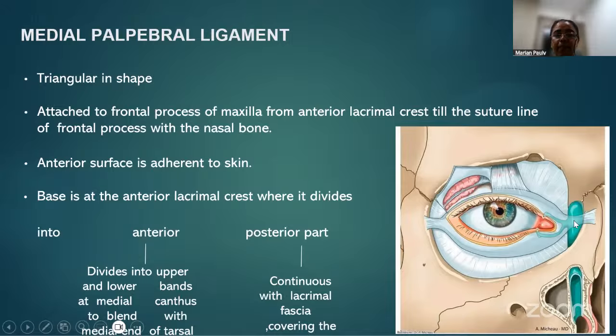with the nasal bone. The anterior surface of the ligament is adherent to the skin. The base is at the anterior lacrimal crest, where it divides into an anterior part and a posterior part. The posterior part is continuous with the lacrimal fascia, whereas the anterior part is divided into an upper and lower band. One is in blend with the medial palpebral ligament.